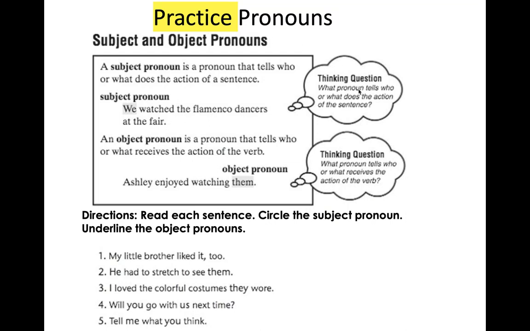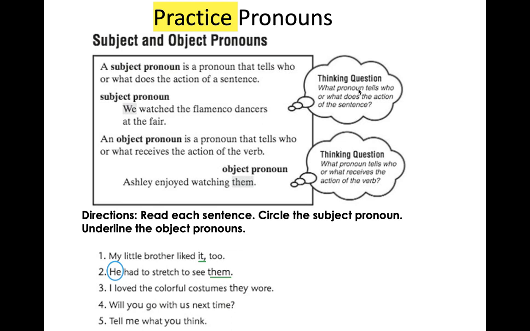All right, so let's practice. It says, read each sentence, circle the subject pronoun, underline the object pronoun. So, "my little brother liked it too." So my is the subject pronoun. Sorry, my little brother, my describes the little brother. It is the object pronoun. "He had to stretch to see them." He being the subject pronoun, them being the object.